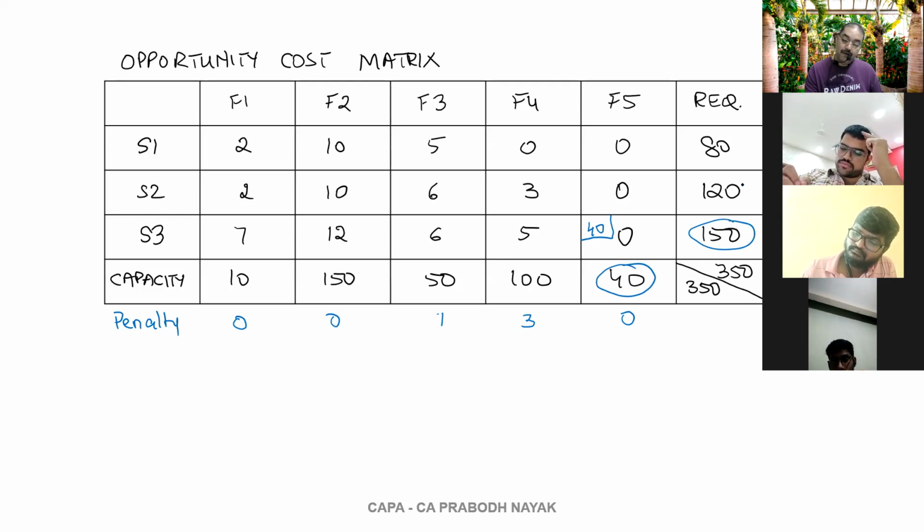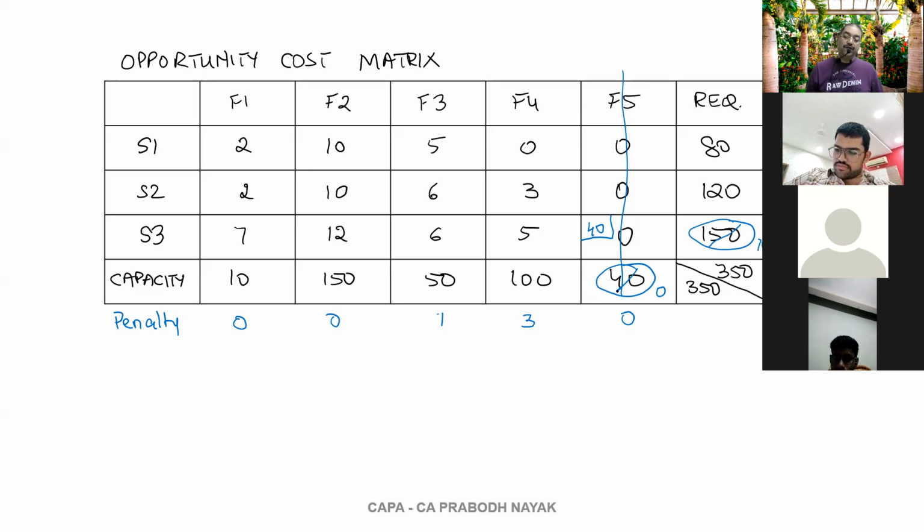Okay. 40 minus 40 is 0. 150 minus 40 is 110. Okay. F5 will cancel. Re-prepare without F5 now: F1, F2, F3, F4.